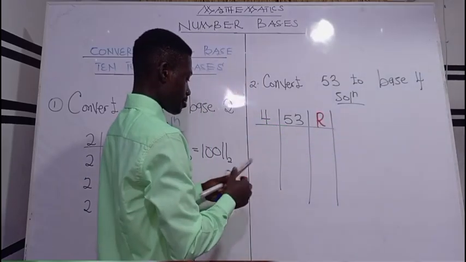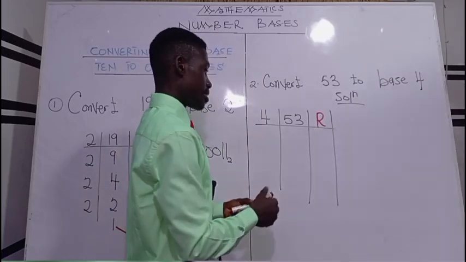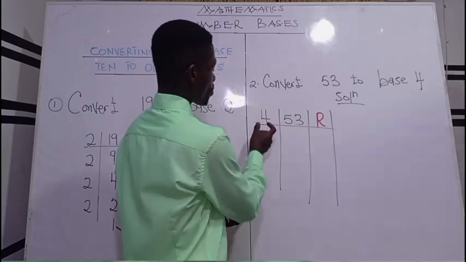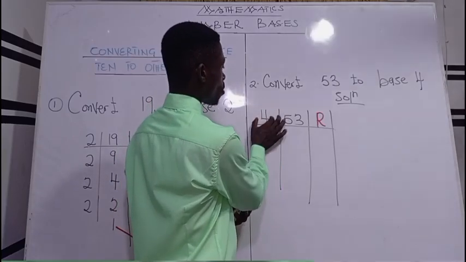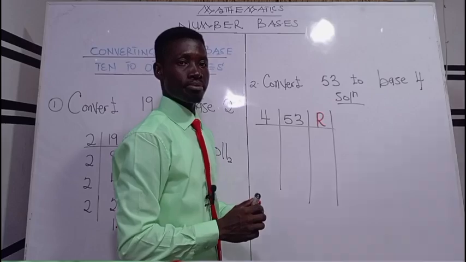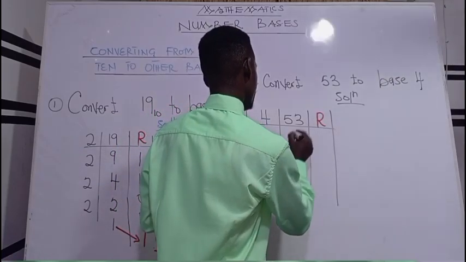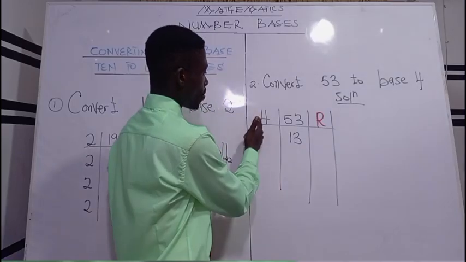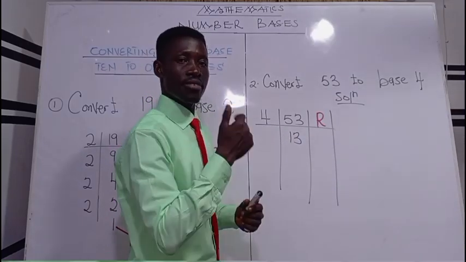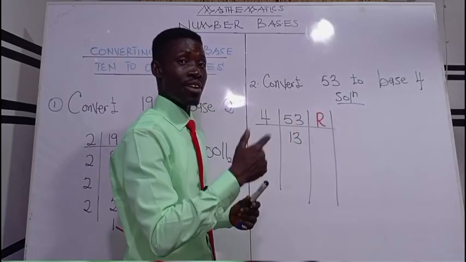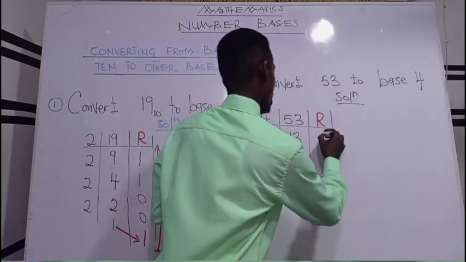Good. Now, what is next is the successive division or the repeated division. So we are going to look at how many times will 4 go into 53. 13 times. So we write our 13 down here. Then after that, 4 times 13 will give you 52, I guess. And then 53 minus 52 will give us a remainder of 1. So we write our remainder here.